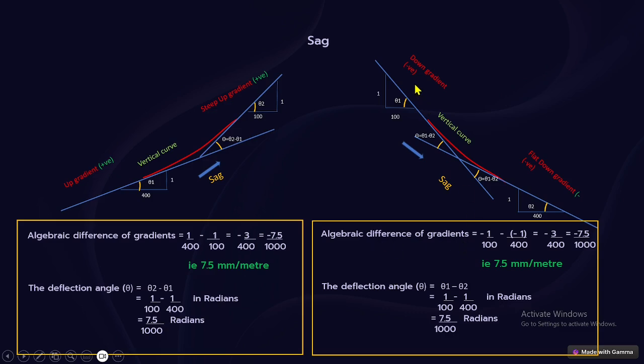Here, since it is a down gradient, we give the negative sign, the difference is a minus sign, then minus of 1 by 400, we got minus 3 by 400, that equals minus 7.5 divided by 1000. Here same thing, 7.5 mm per meter, so it's more than 4 mm, then we need to provide a vertical curve. Coming to the deflection angle, we have to do it the same way. Okay, theta 1 minus theta 2 is theta, the steeper gradient angle minus the flat gradient angle. Okay, so I made it this way.